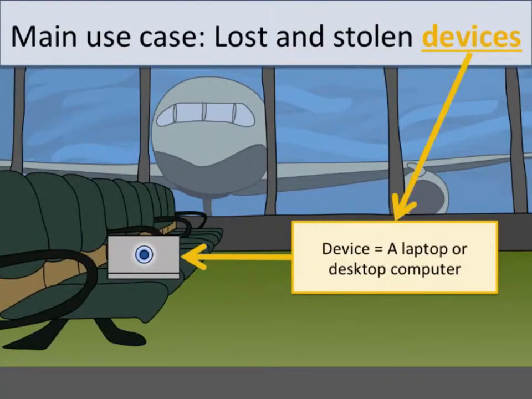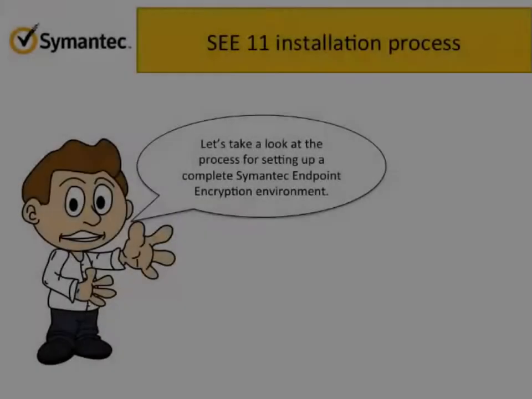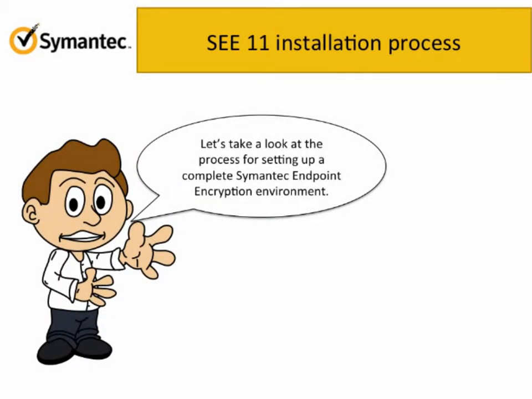Having encryption means that even if this device is lost or stolen, the only loss is the device itself. The much more valuable data on that device remains secure from access and dissemination, protecting employees, employers, and customers. Now you can breathe a sigh of relief. Over the next few minutes, we will look at the process of setting up a complete Symantec Endpoint Encryption environment.